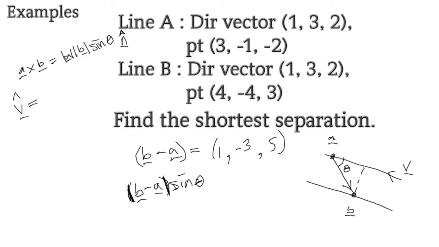is 1, 3, 2 divided by the modulus, which is 1 squared plus 3 squared, that's 9. So 1 plus 9, 10. 2 squared is 4, that's 14. So we've got 1 on root 14 times 1, 3, 2. And this, we can do a cross product. So let's try that out.